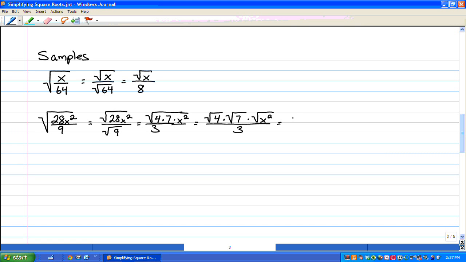Square root of 4 I can do. That's 2. Square root of x squared is x. Then times square root of 7 all over 3. Now, there is another method to do these.